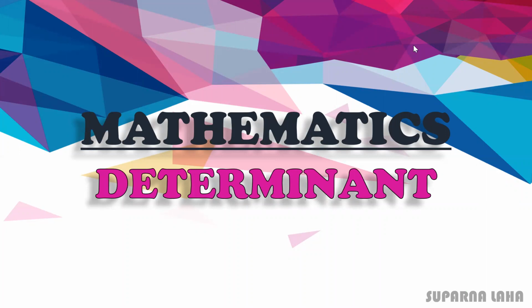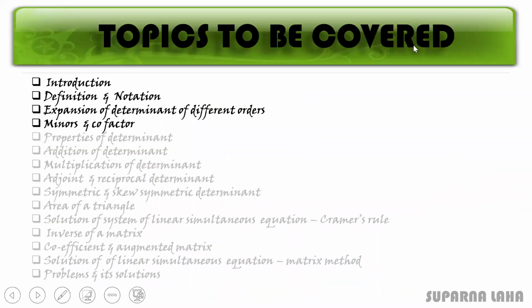So we are discussing this chapter, determinants, and we already completed up to finding the value of a determinant, and the minors and cofactors. So today we will talk about properties of determinants.